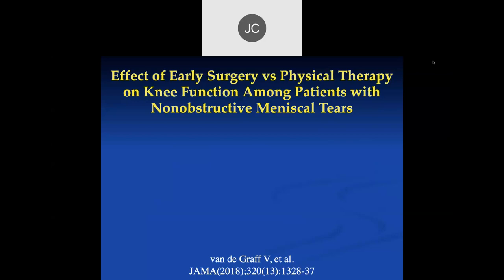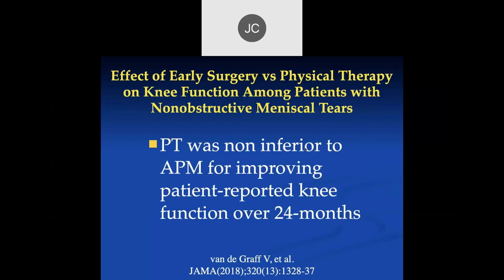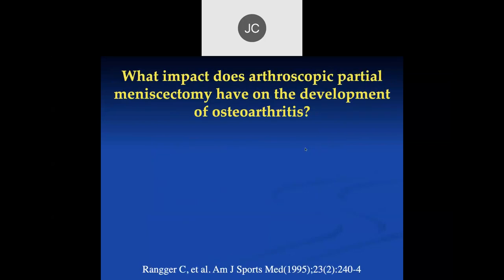Yeah, I wonder if the physical therapy patients did better. Well, this study was designed to see whether they did worse or not. And what they found is that the physical therapy patients did not do worse than those over 24 months who had surgery.